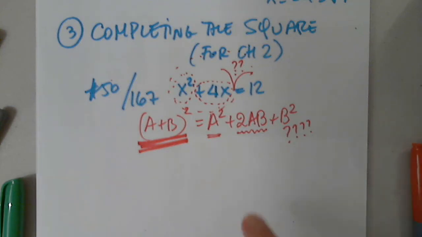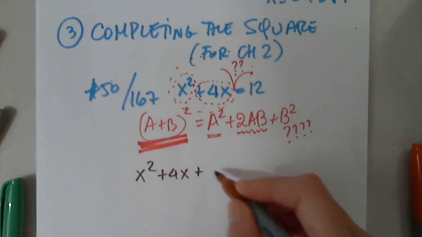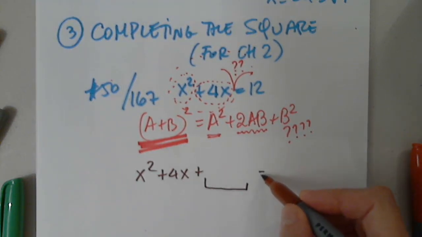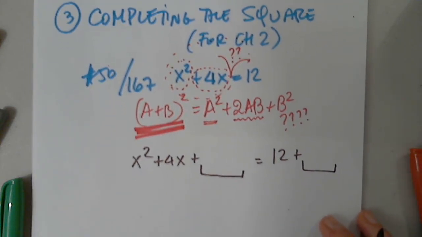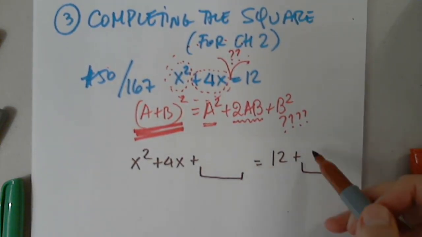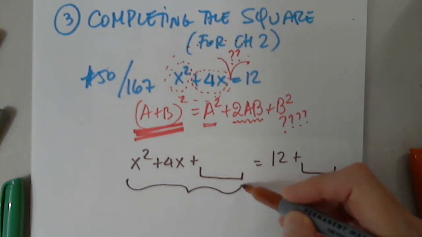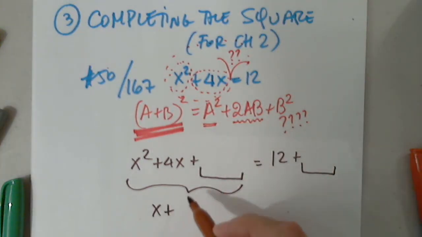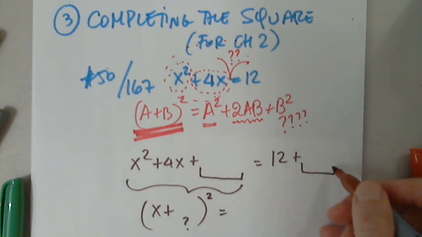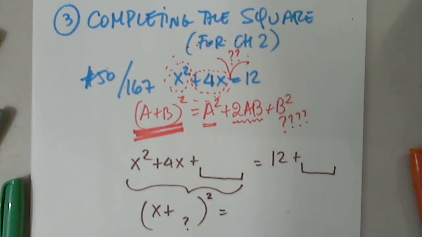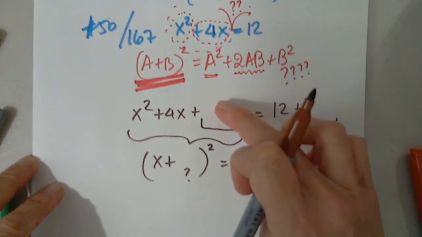Okay? So I know that I have to add a term, but I have to add it to both sides. Otherwise, I change the problem. And once I add the same term to both sides, then this will change into x plus, I'm not sure yet what, squared, equals this number, the sum of these two. Okay, how do I determine that number?